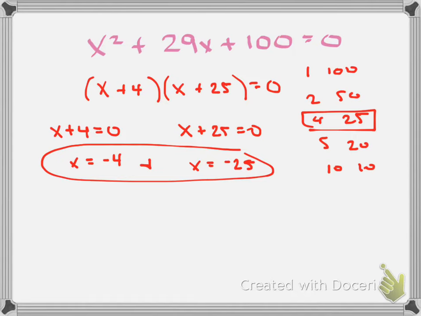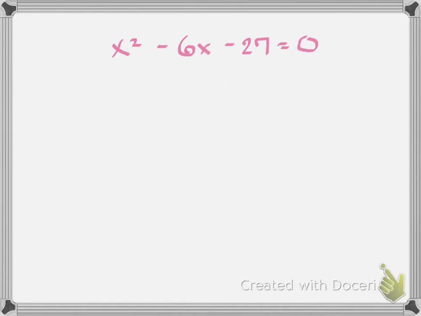Just one more quick example. x squared minus 6x minus 27 equals 0. You would have x times x still to give you your x squared. And to get 27, you could have 1 and 27 or 3 and 9. Since we need this negative 6 in the middle, we would need a positive 3 and a negative 9.